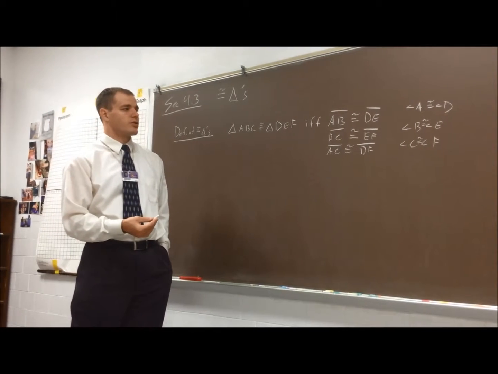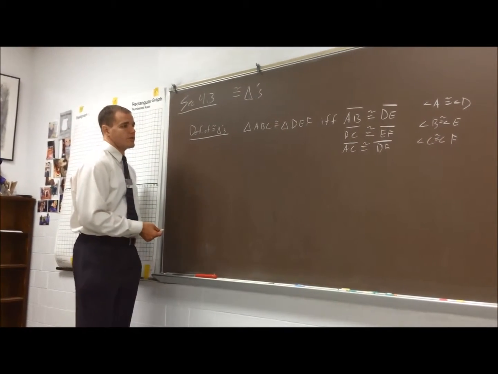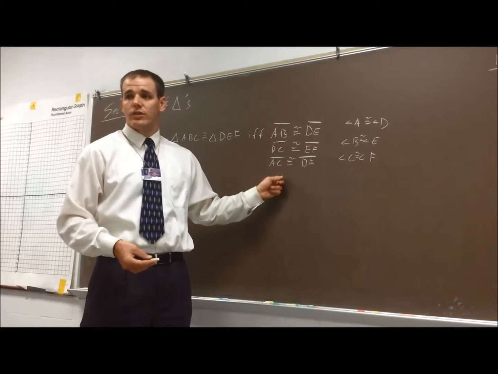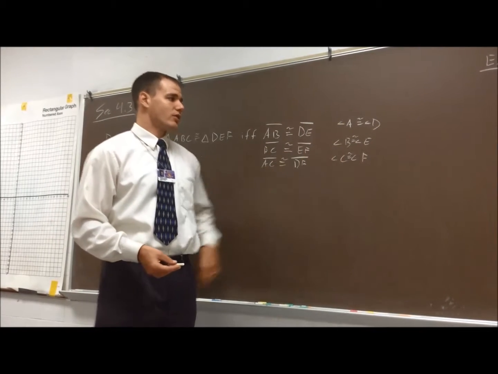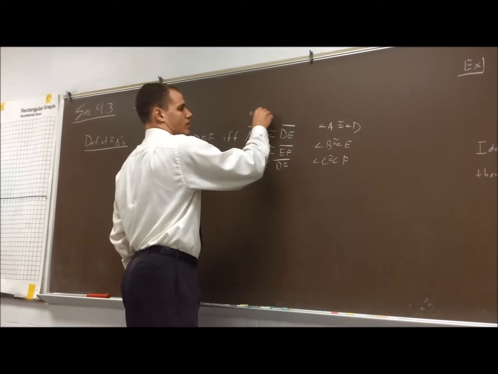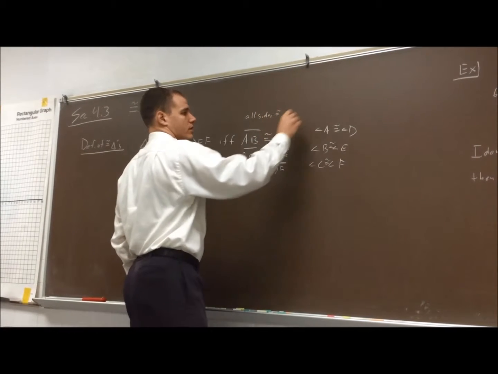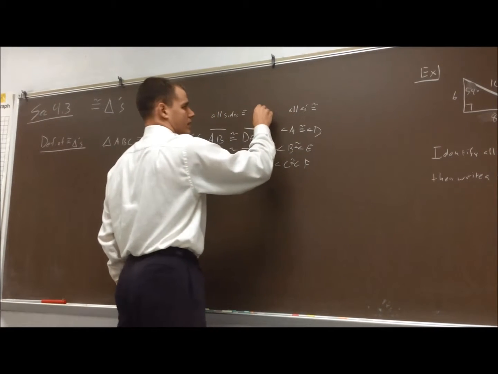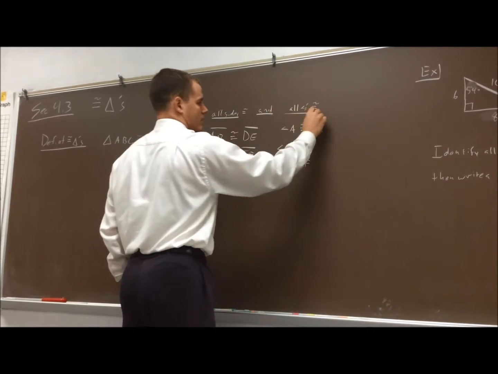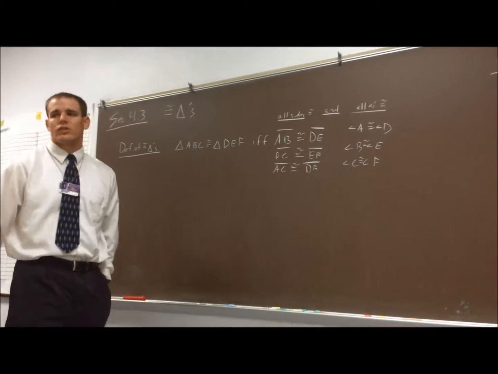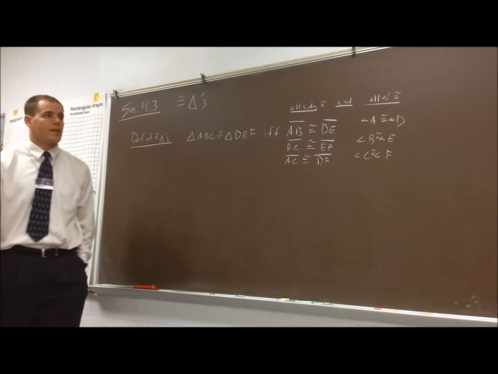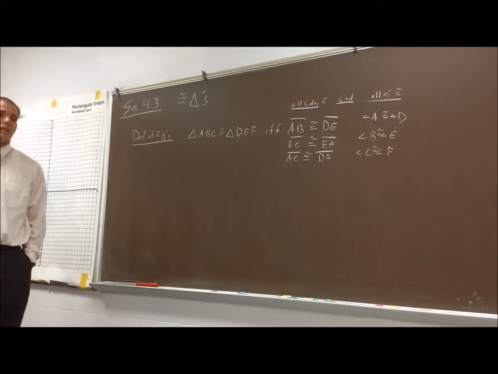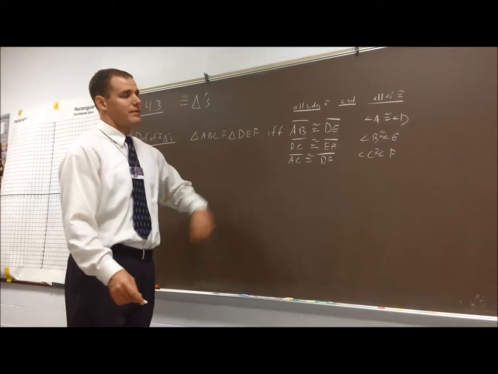So we're going to talk about congruent triangles today. Here's the official definition of congruent triangles. Triangle ABC and triangle DEF are congruent if and only if all the sides are congruent and all the angles are congruent. When I say all sides, I mean all corresponding sides and all corresponding angles. If they are congruent, then the two triangles are congruent. This is the definition.